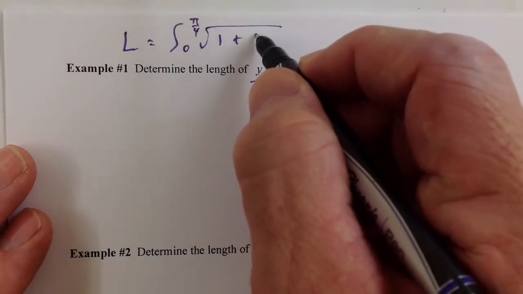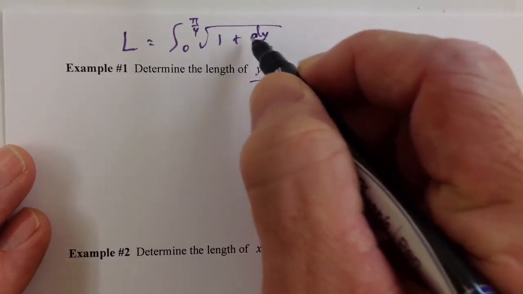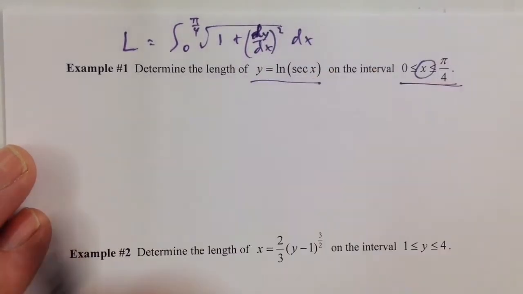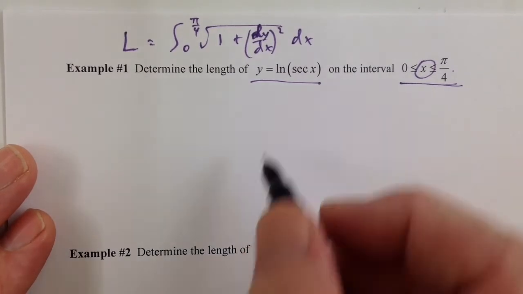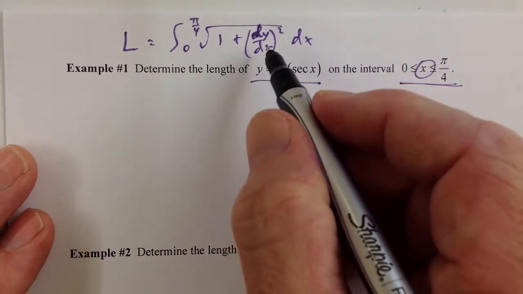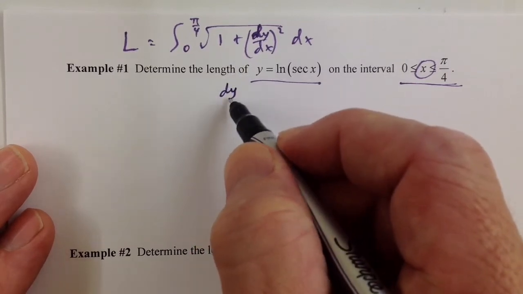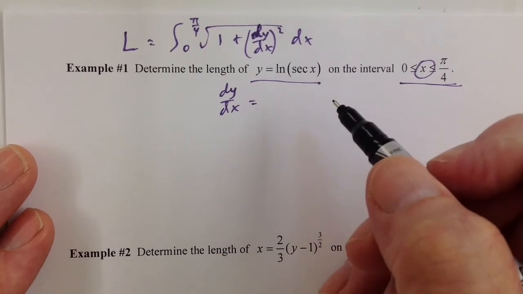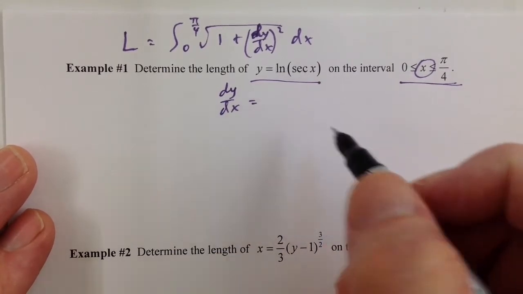So we're going to have dy/dx squared dx. Okay, that's a bad d right there. So that's our formula. So let's find our dy/dx. As soon as you look at the formula, you realize, well, what do I have to do? Oh, I just have to find dy/dx. Okay, so our dy/dx is, all right, now we have a derivative, so it's good. We get to practice our derivatives.